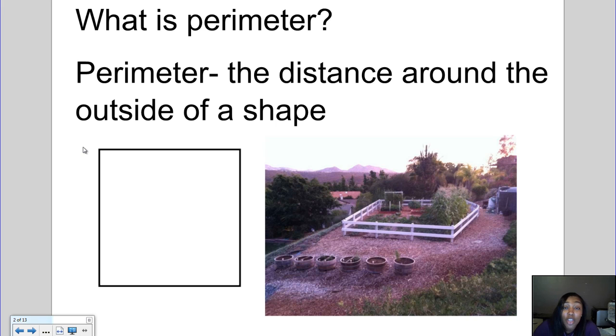An example that you guys see in the real world of perimeter would be like a fence. Because if you think about a fence, where does a fence go? Well, a fence goes around the outside of something, around the outside of a house or maybe the outside of a garden.